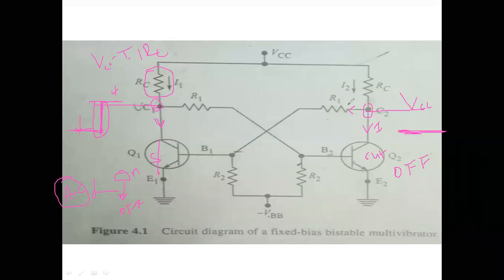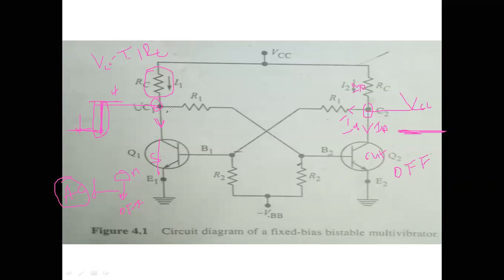I2 is nothing but, suppose here IA current is flowing and here IB current is flowing, then I2 is nothing but IA plus IB. IB value is 0, and if IA value is very small and you neglect it, then I2 can also be approximately 0 when the transistor is off. As it is approximately 0, the drop across this one is also 0, therefore the output voltage will be VCC.